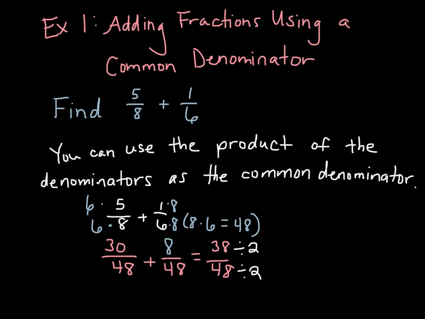Since 38 and 48 are both even numbers, one way to help get this down into simplest form is to just divide by 2. 38 divided by 2 is going to give us 19, and 48 divided by 2 would give us 24. And then we always have to check and see if we could make either of those lower. Could they be divided by a common factor to go any lower? Since 19 is prime, the only things it can be divided by are 1 and 19, and 1 is the only one of those that goes into 24. So that's as low as we can get it to go. So our final answer for 5/8 plus 1/6 would be 19/24.